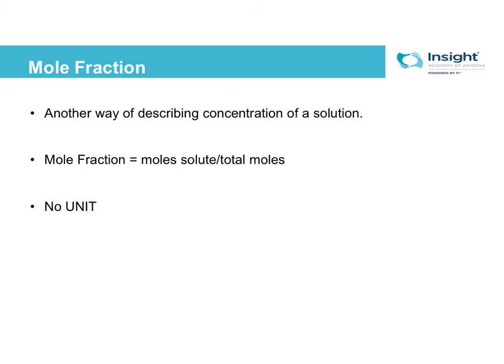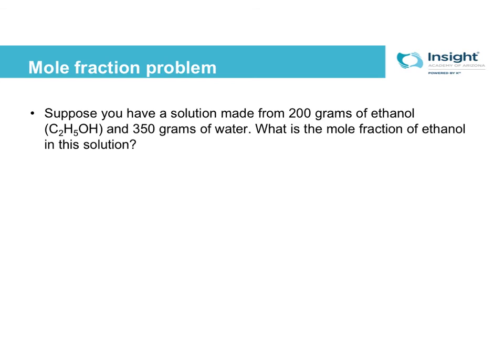So mole fraction is another way of describing concentration of a unit. It's the fraction of your moles of solute divided by your total moles. All right? You're just creating a fraction. There's no unit on mole fraction because you're just dividing moles by moles, so the units cancel. So for example, suppose you have a solution made from 200 grams of ethanol and 350 grams of water. What is the mole fraction?